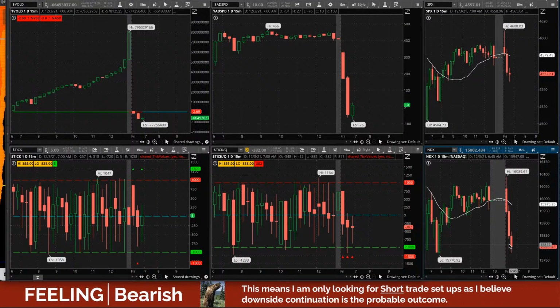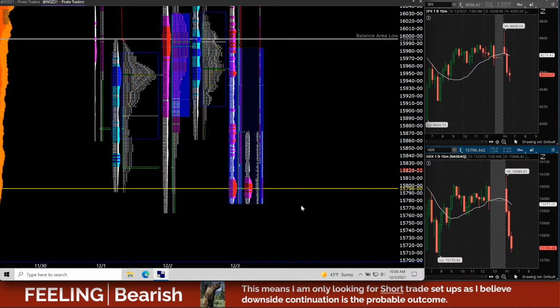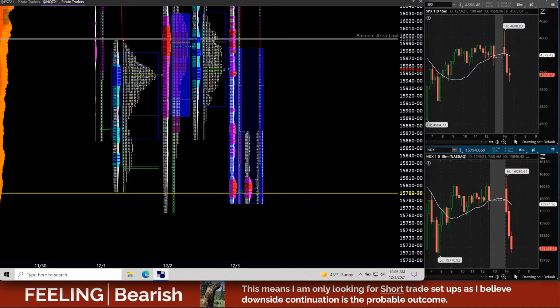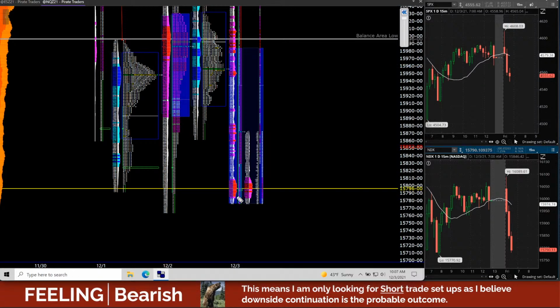But it does look like the Q is trying to build support. But just imagine when all these longs piling in here start to get squeezed.